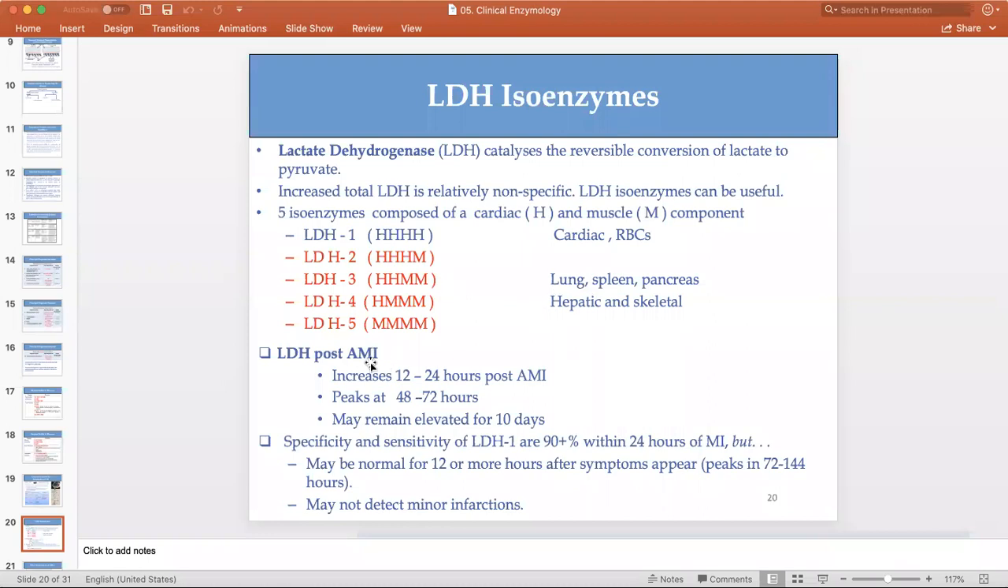LDH is also used in myocardial infarction, not so much these days. This was mainly used previously, but now we mainly depend on troponin I. We depend on CK-MB, and also the myoglobin, which is the first one to go up. So these are the major ones, not so much LDH. So LDH increases 12 to 24 hours post-MI, peaks at 48 to 72 hours, and remains elevated for 10 days. The specificity and sensitivity are 90+% within 24 hours of MI.